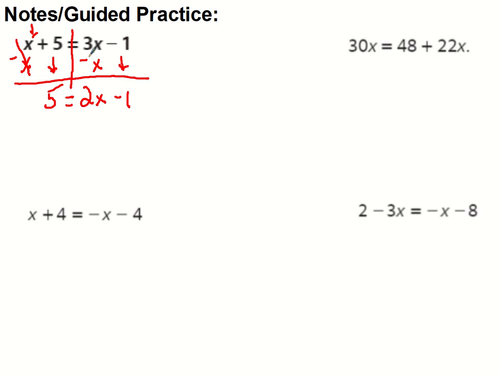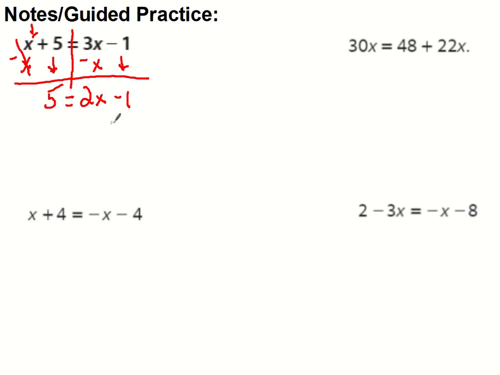Now I could have chosen to subtract 3x from both sides, and that would have given me -2x plus 5 equals -1, and that would have worked as well. The only thing with that is it left me with a negative coefficient, a -2, and I like to keep it positive. So I always choose to move over the smallest of the two values because that makes it positive.